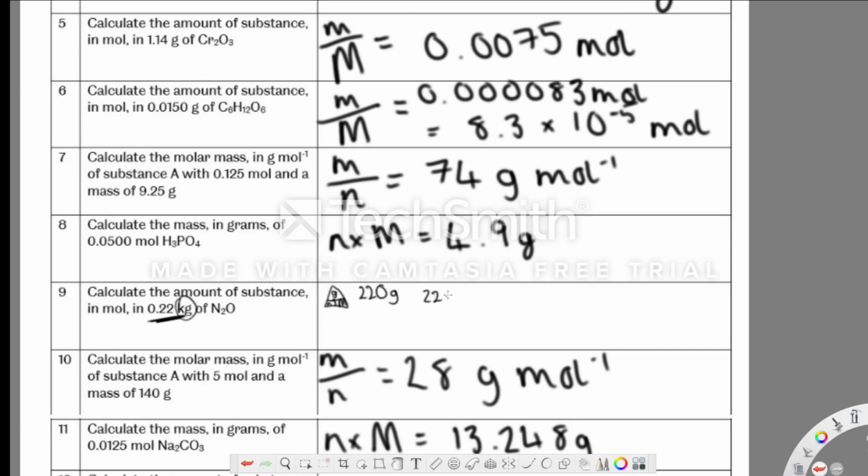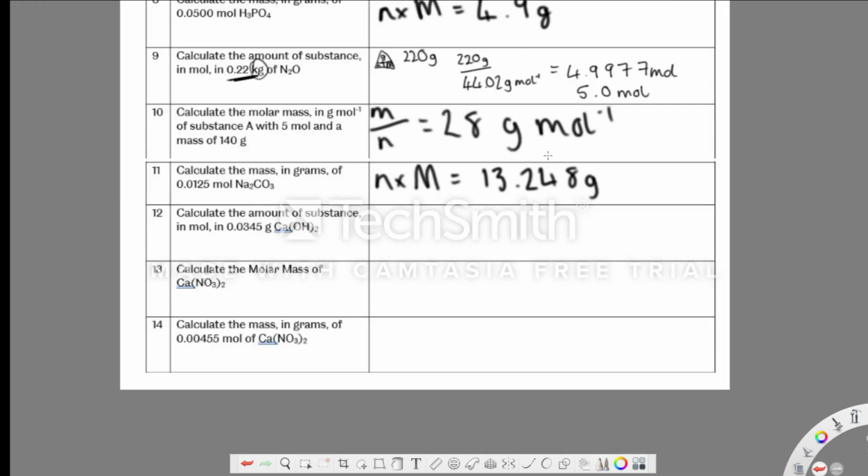So 220 grams over 44.02 grams per mole gives us 4.9977 mole, or 5.0 mole if we were rounding. Question 10 should be another straightforward one. Real world mass over number of moles gives us a molar mass of 28 grams per mole.